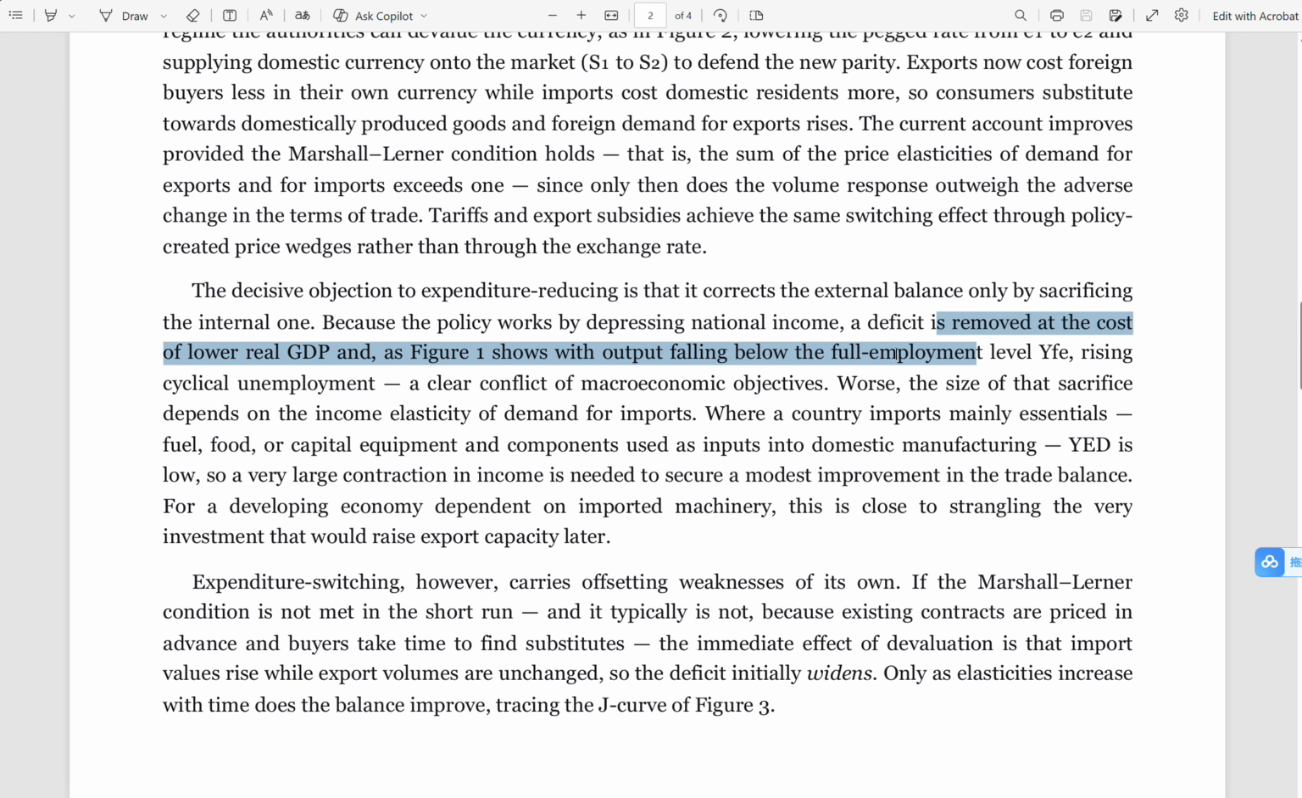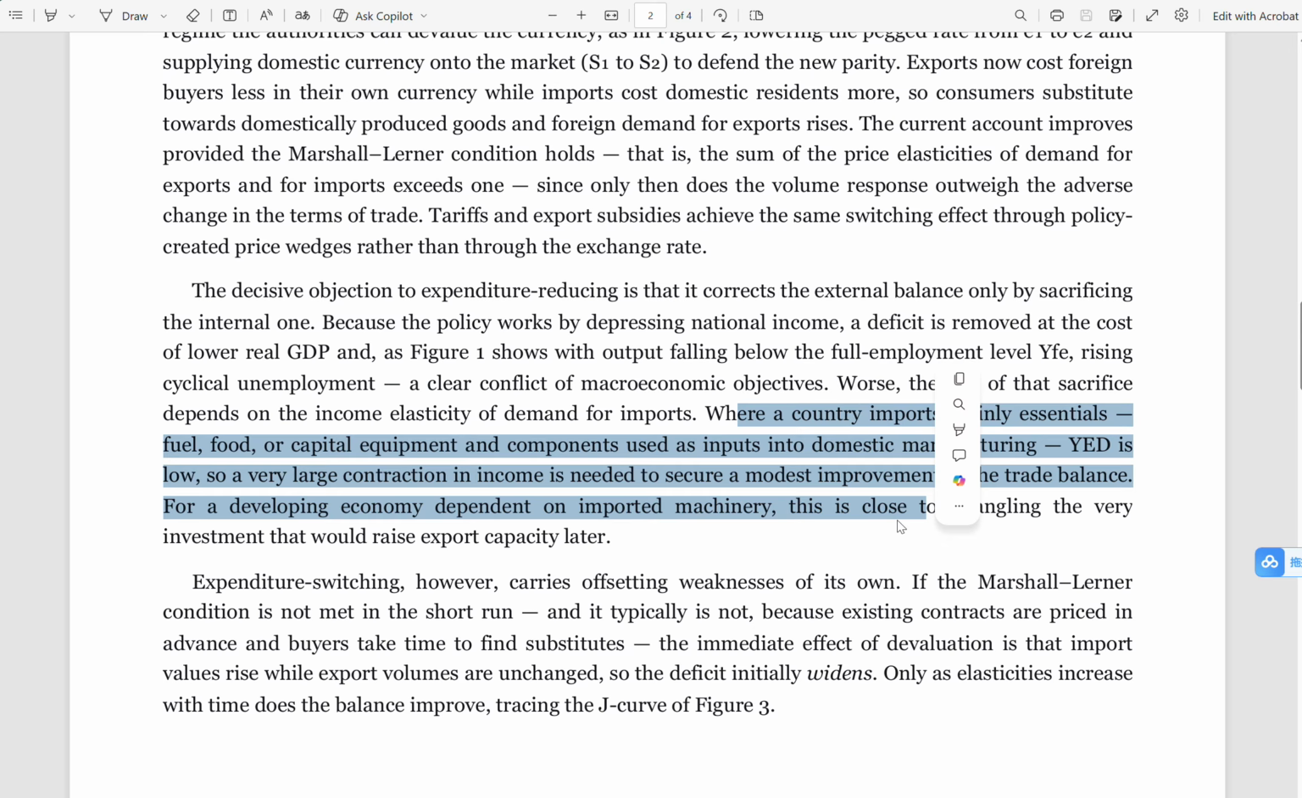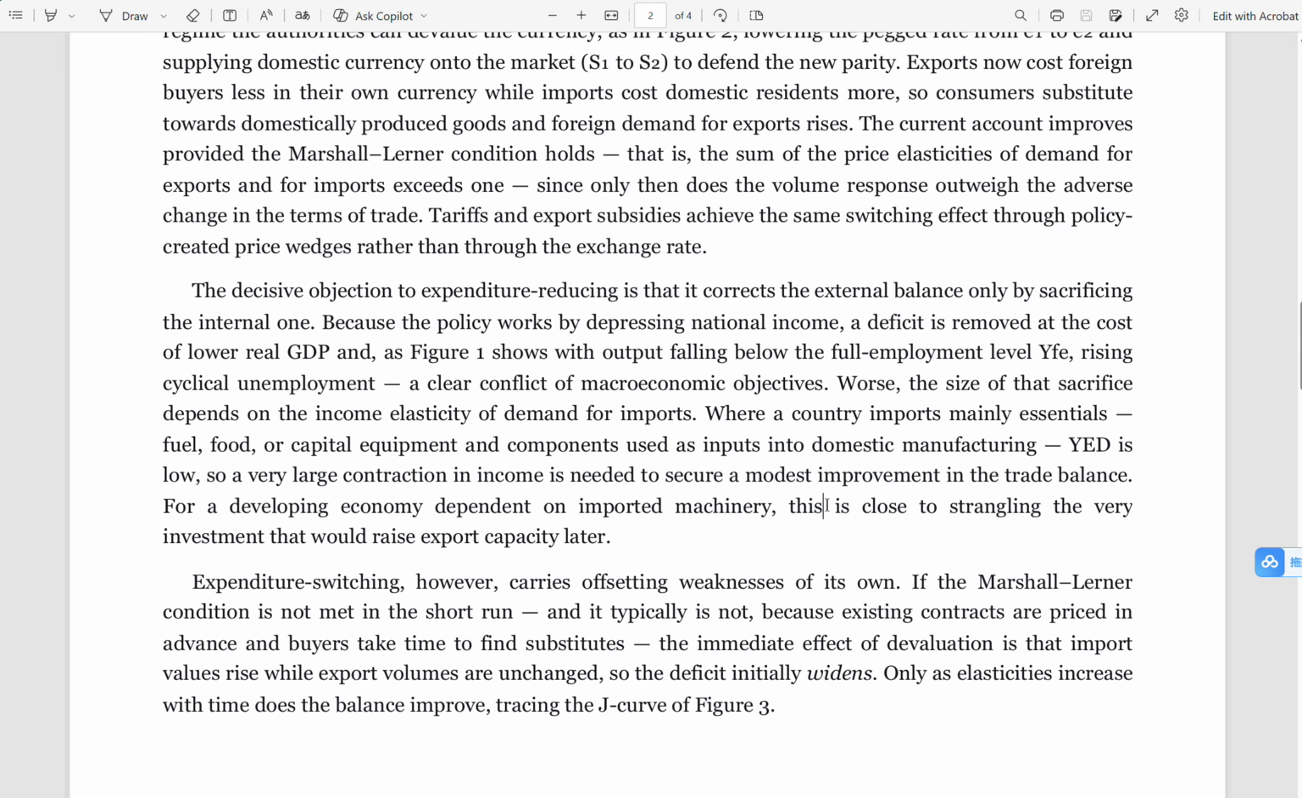A deficit should move at the cost of lower real GDP, shown with output falling below the full employment level, rising cyclical unemployment, and a clear conflict of macroeconomic objectives. So yeah, this is kind of a problem, right? The size of the sacrifice depends on the income elasticity of demand for imports. And this is very important, where a country imports mainly essentials, fuel, food, and capital equipment and components used as inputs into domestic manufacturing. This is very important.